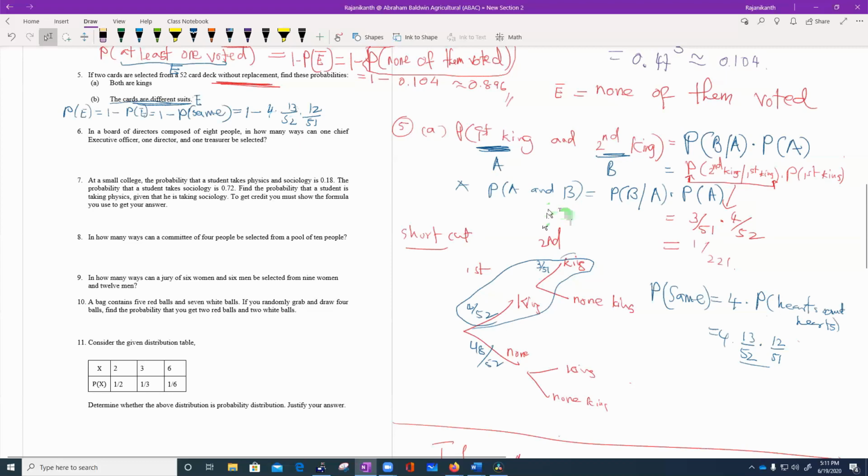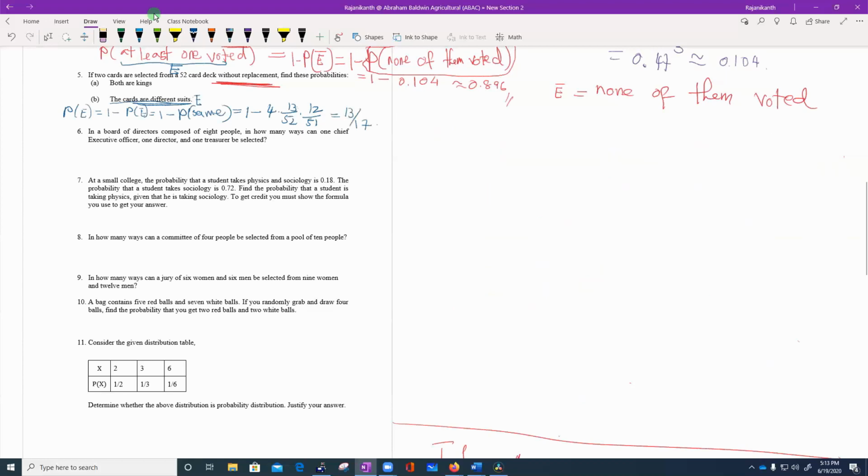Okay, now simplify that one, and you should get, what is the answer actually? You should get 13 over 17, am I right? Read the problem carefully. In a board of directors composed of 8 people, in how many ways can one chief executive officer and one director and one treasurer be selected?